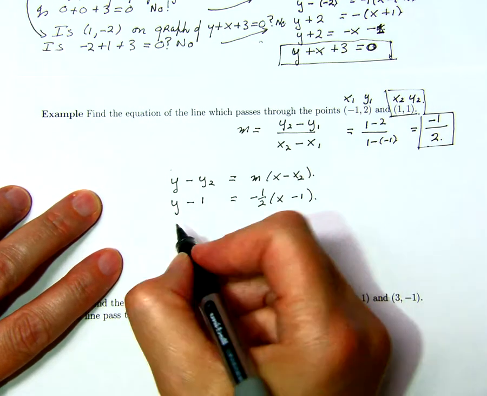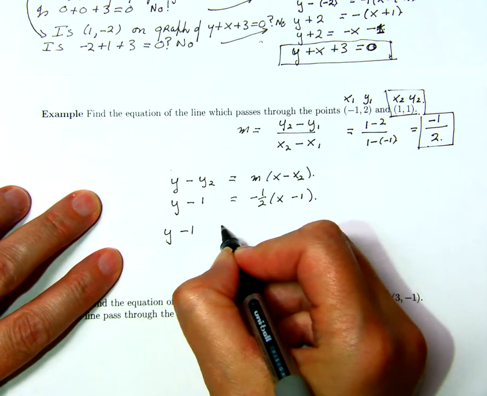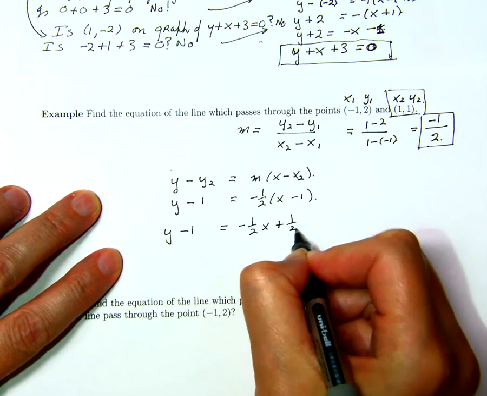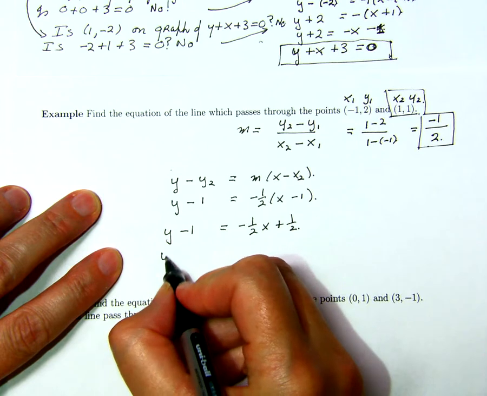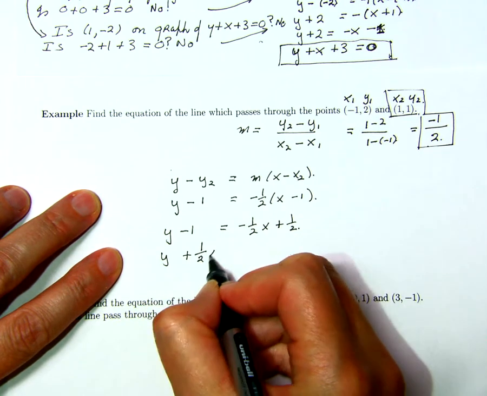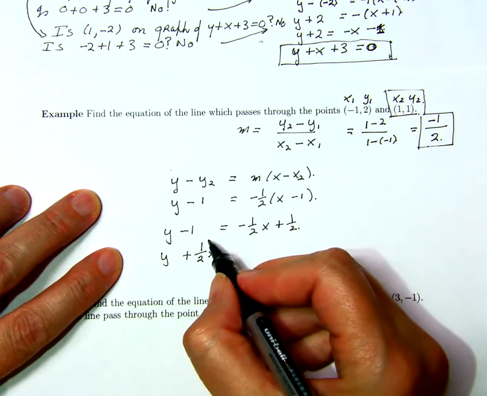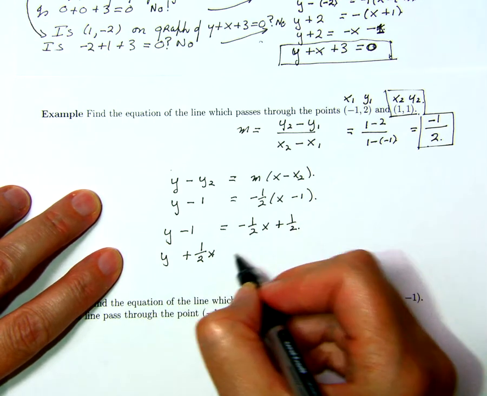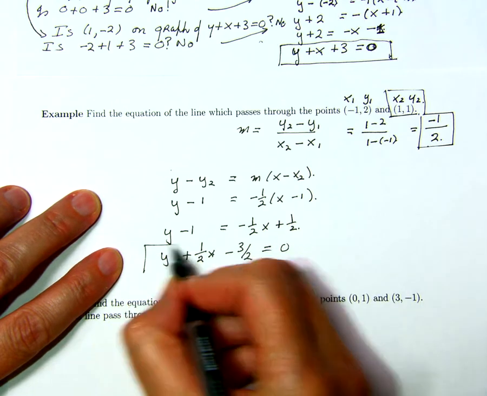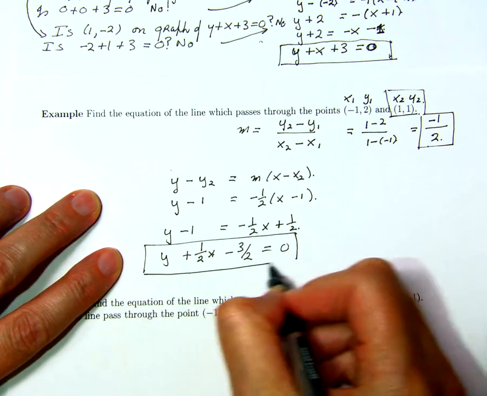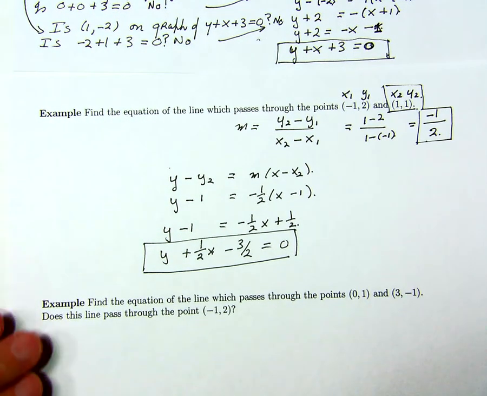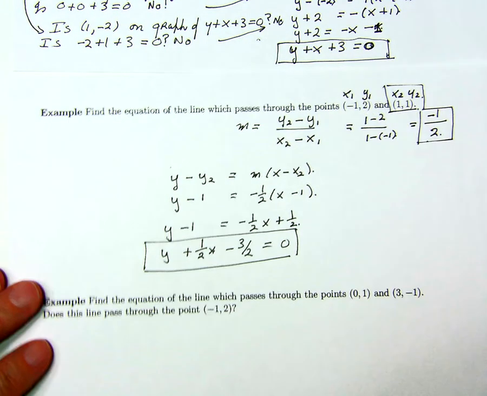I could tidy it up a little if I liked. It's -1/2 x plus 1/2. And that's bringing this 1/2 over, y plus 1/2 x minus 1 minus 1/2 minus 3 over 2 equals 0. That's the equation of the line, the unique line, which passes through these 2 points on the plane.